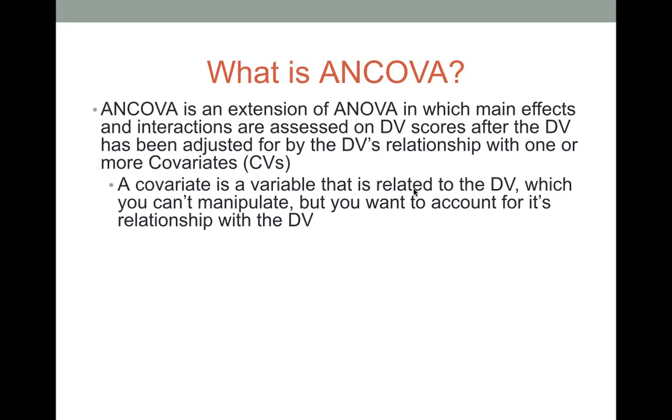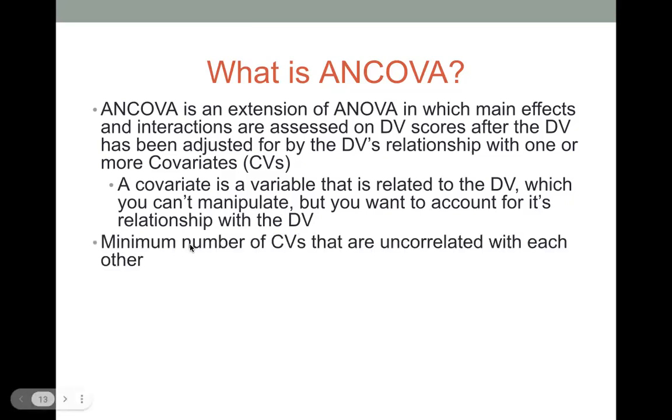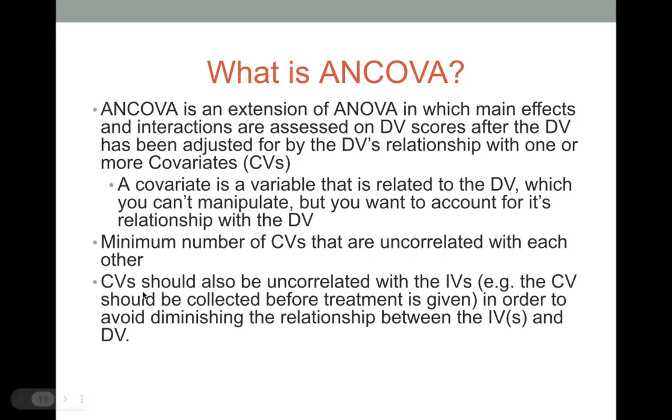A covariate is a variable that's related to the DV, which you can't manipulate, but you want to account for its relationship with the DV. Use a minimum number of CVs that are uncorrelated with each other. Then CVs should also be uncorrelated with IVs. Yes, it must not be correlated with IVs.